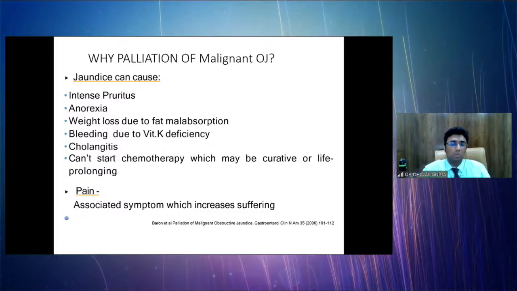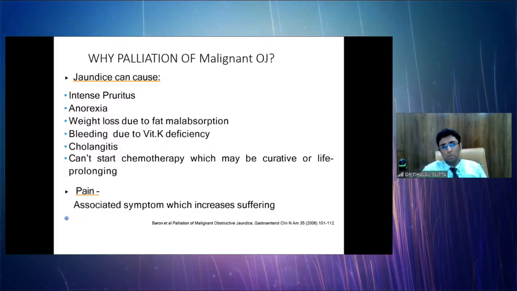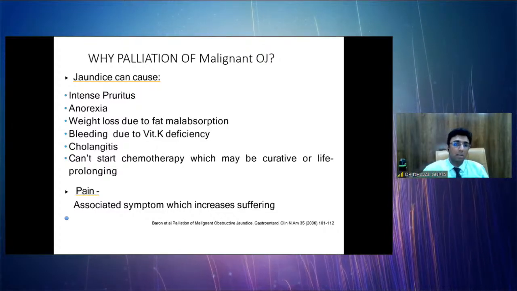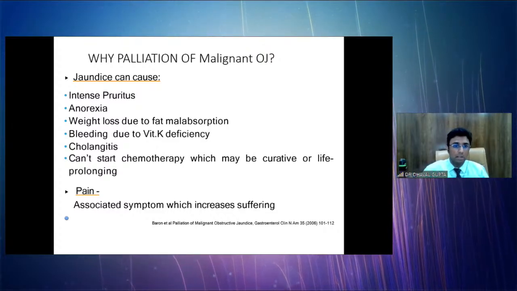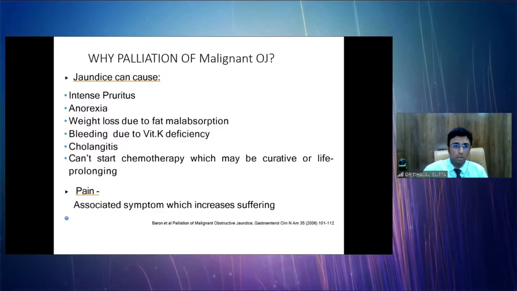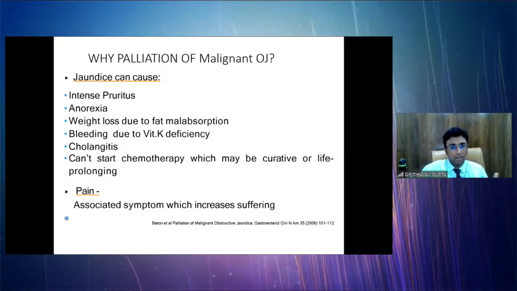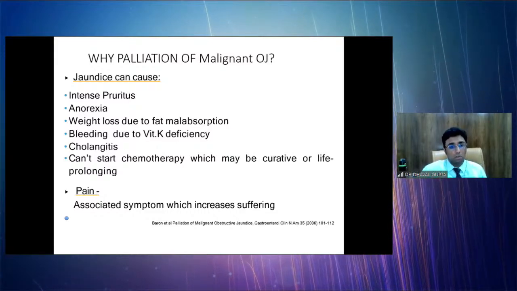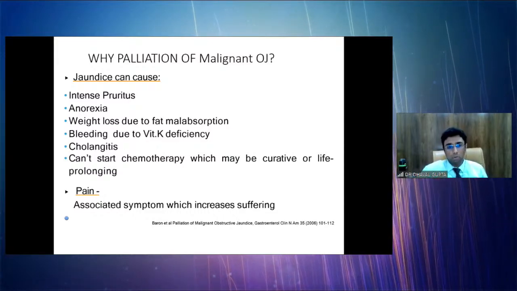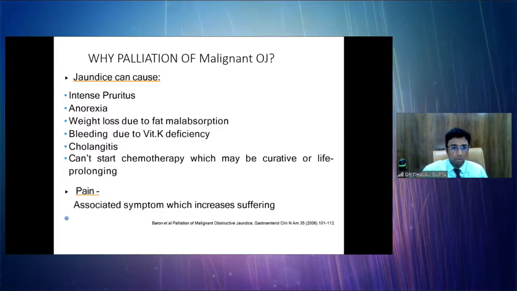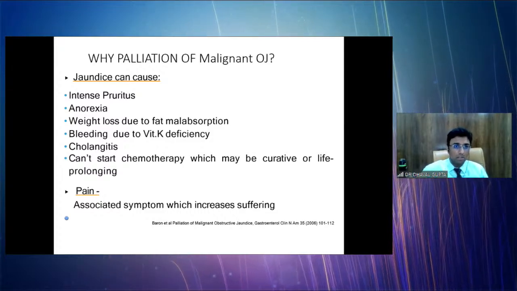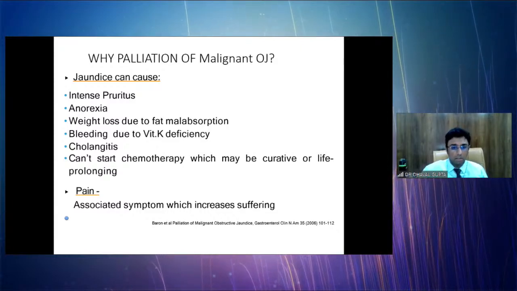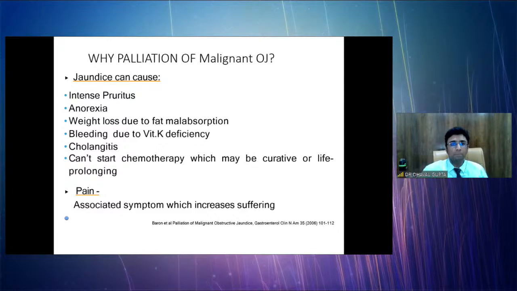Coming to the palliation of malignant obstructive jaundice, why should we palliate it? Jaundice can cause intense pruritus, anorexia, and weight loss due to fat malabsorption. Also, deficiency of fat-soluble vitamins may lead to bleeding, and there is also cholangitis. If we want to start chemotherapy, which may be curative or life prolonging, the jaundice should be palliated. Also, if pain is an associated symptom, it increases the suffering.